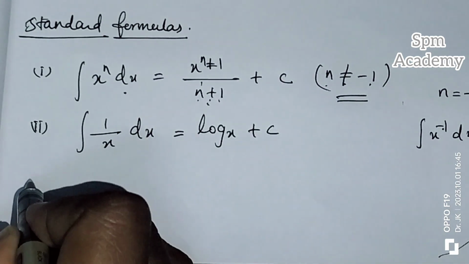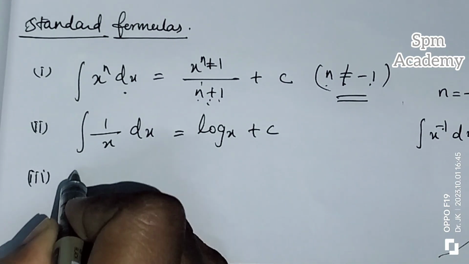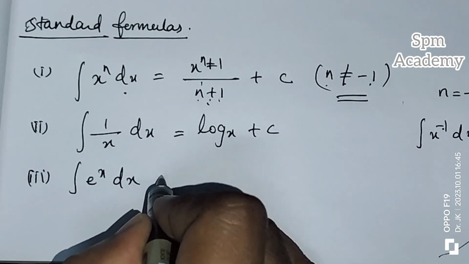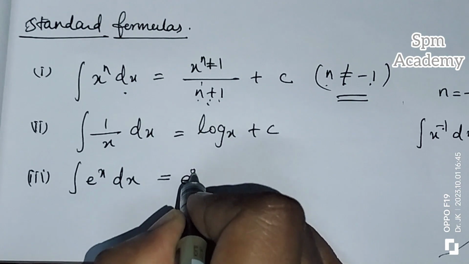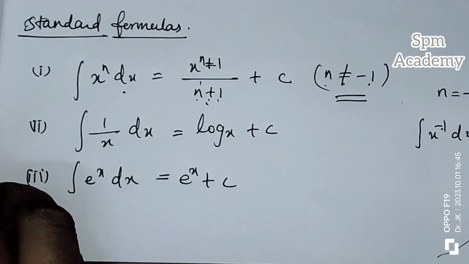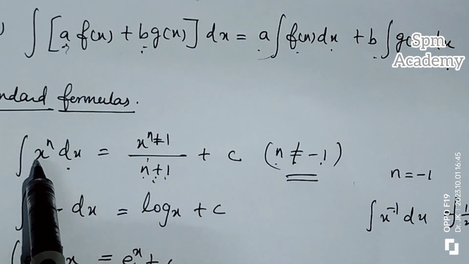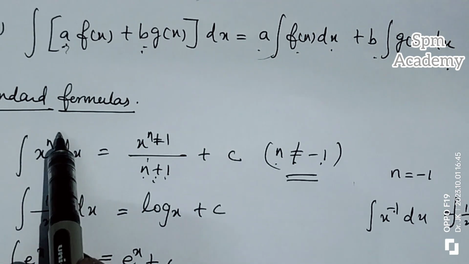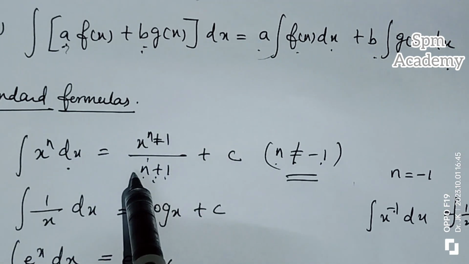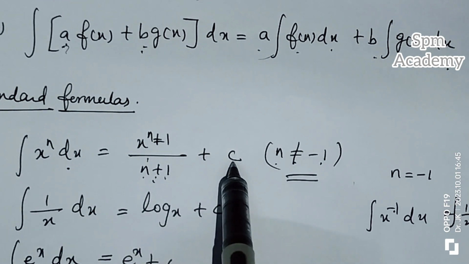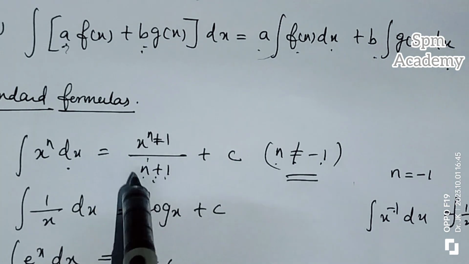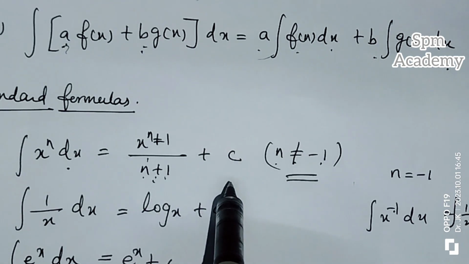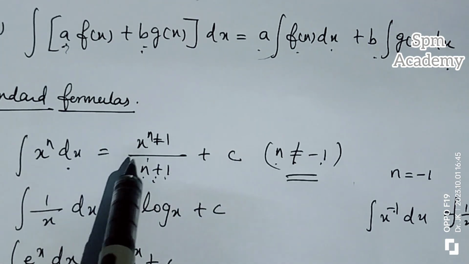And then the third formula is integral e power x into dx, which is again e power x plus c. Here you have to note one thing: if you integrate a function with respect to x, we get a function with respect to x again plus a constant. So after every integration you have to add a constant term. That is very important. Integration always gives a constant.